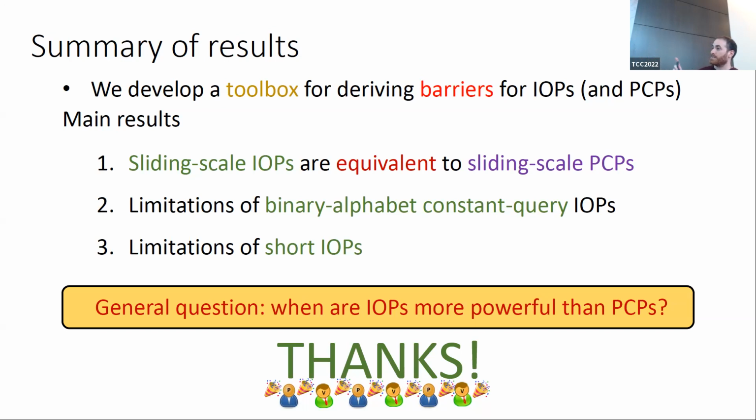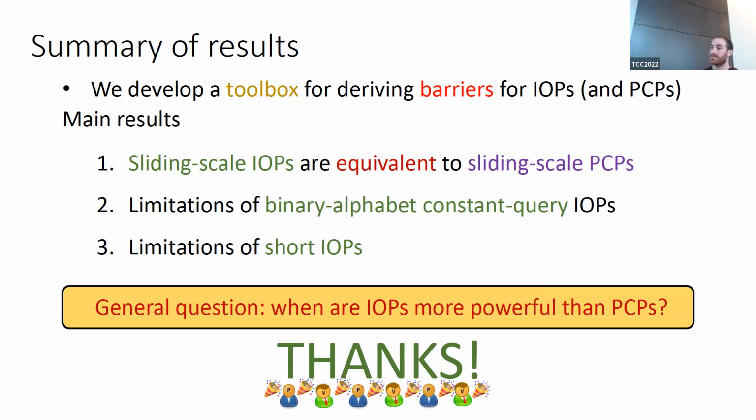For the sliding scale, it is more general, but it doesn't really work for a polynomial number of rounds. So there could be hope of constructing a sliding scale IOP with a polynomial number of rounds, and this work doesn't say anything about it implying anything about PCPs, which would be a really interesting question, I think.